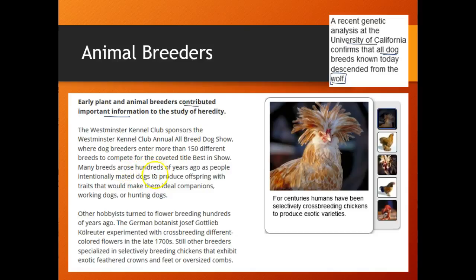Many breeds arose hundreds of years ago as people intentionally mated dogs, like that selective breeding, to produce offspring with traits that would make them ideal companions, so they could be good working dogs or hunting dogs. There are other types of breeders, such as flower breeders. A German botanist experimented with crossbreeding different colored flowers so that he could come up with unique characteristics. And there are other breeders that breed chickens in order to have exotic characteristics, such as this feather crown that you see right here.